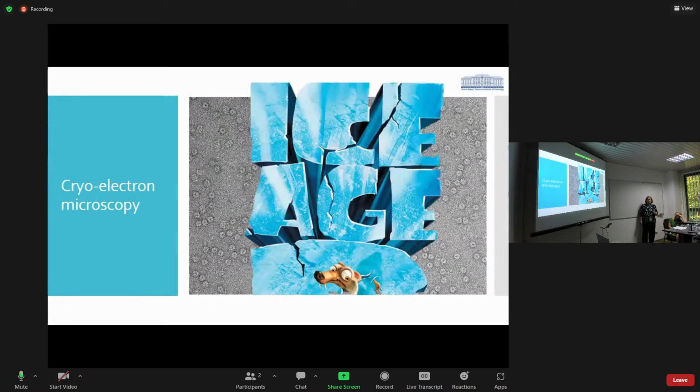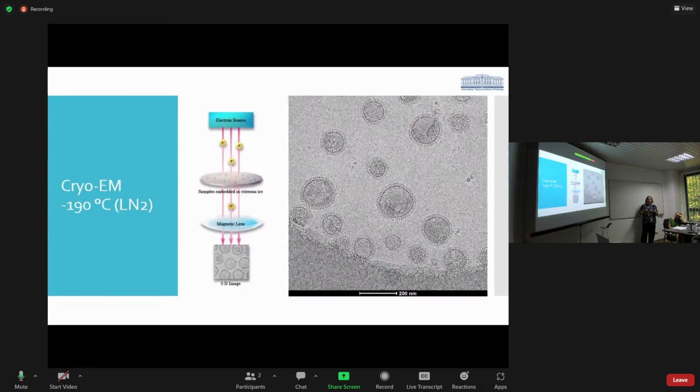In the last 10 years, maybe, electron microscopy changed a little bit. We have a new type of electron microscopy, cryo-electron microscopy. The liquid nitrogen temperature is quite stable inside the microscope, and we can see viral particles or any kind of molecules frozen in a thin layer of vitreous ice, in a state closest to native.